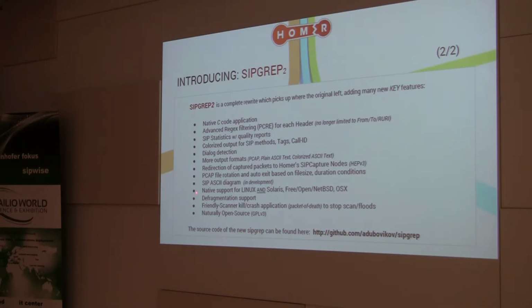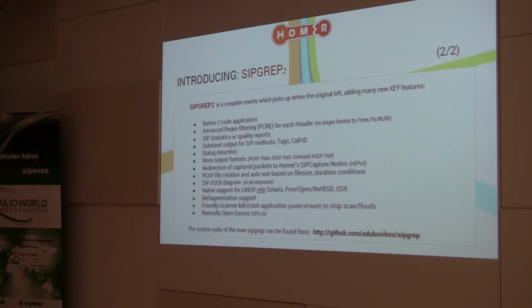It also has native support for Linux, Solaris, all BSD, and also OS X. Also, it's a very, very nice feature which is missing in Wireshark or tcpdump: defragmentation support. If your SIP message is bigger than the MTU, it's very, very hard to glue and complete the SIP message. Now, if you define a flag, it will automatically reassemble all messages and display the complete SIP message to you.